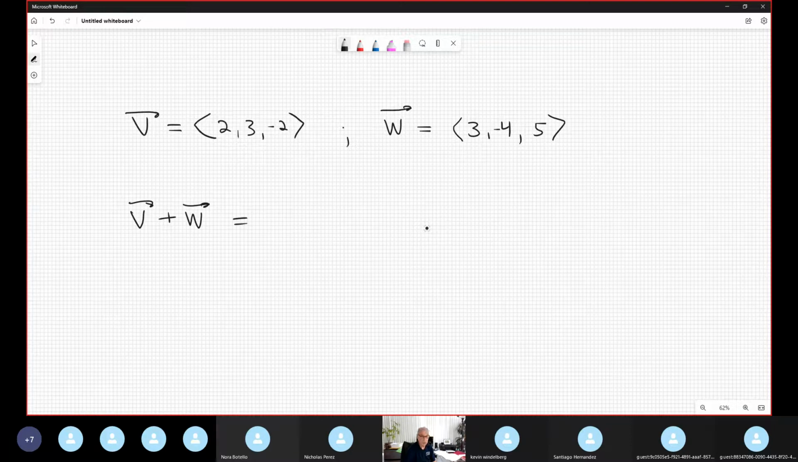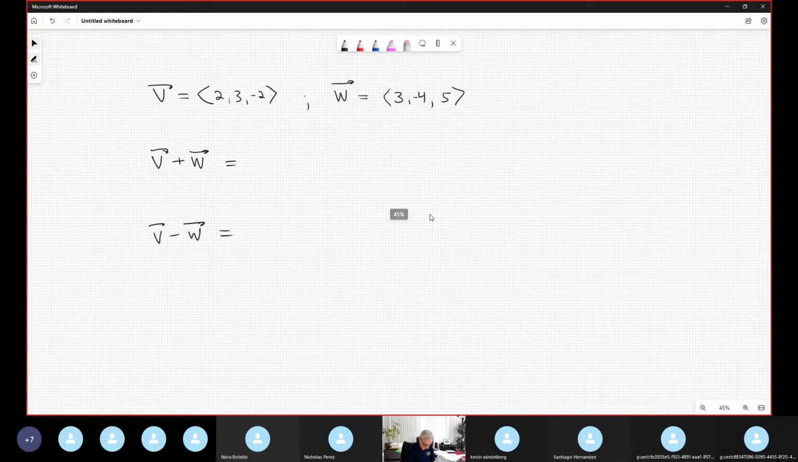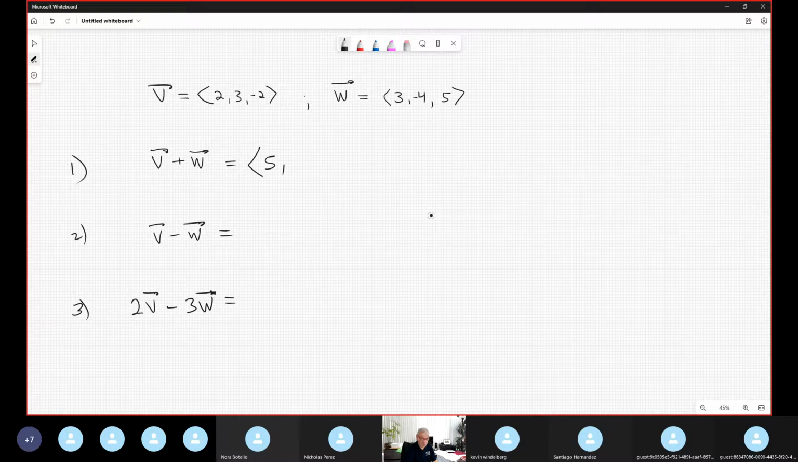Let's do the operation B minus W. And we have another operation that is 2B minus 3W. Okay. In the first operation we have the easy addition of vectors. This is super easy. You add component by component. 2 plus 3 is 5. 3 minus 4 is negative 1. And minus 2 and positive 5 is positive 3. Clear, right?